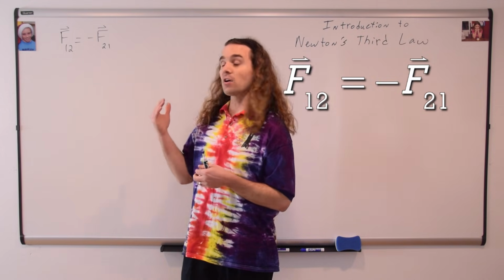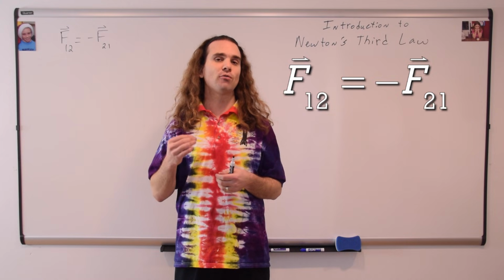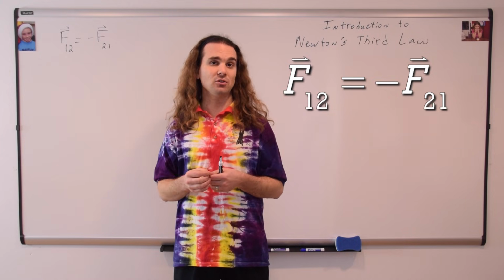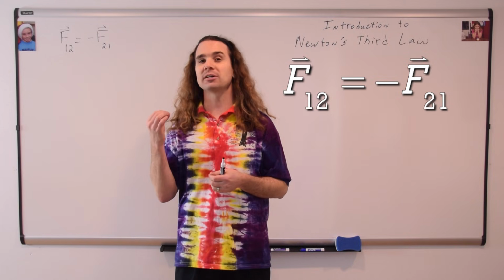In this equation, the objects are object 1 and object 2. So F sub 1,2 is the force from object 1 on object 2, and F sub 2,1 is the force from object 2 on object 1.